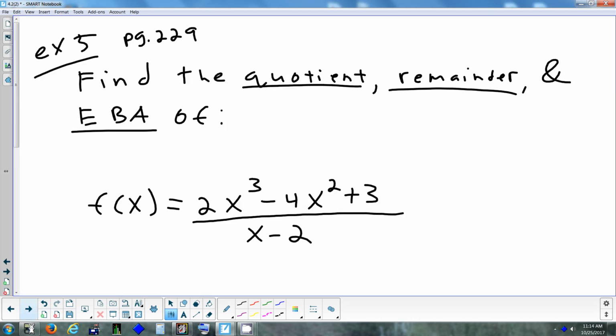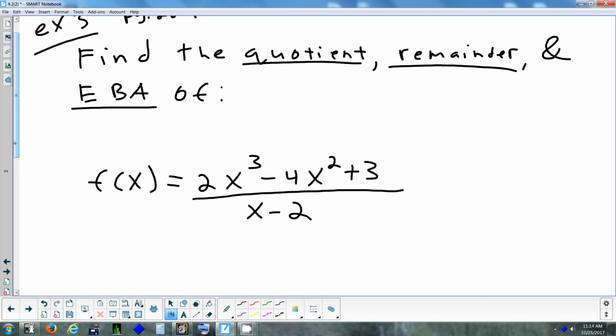You think they know? What's the difference between the quotient and the EBA? Nothing. The same thing. The quotient is the EBA. So when they ask you to find the quotient, that's also the EBA. So really, they're only asking you for two things here.